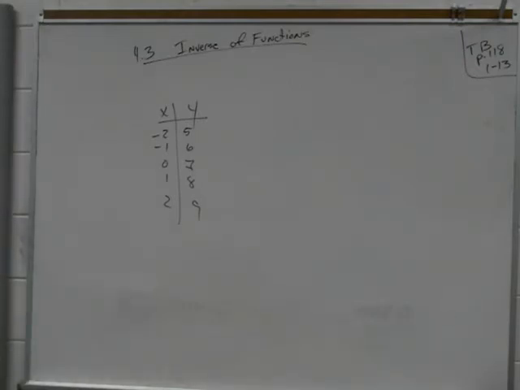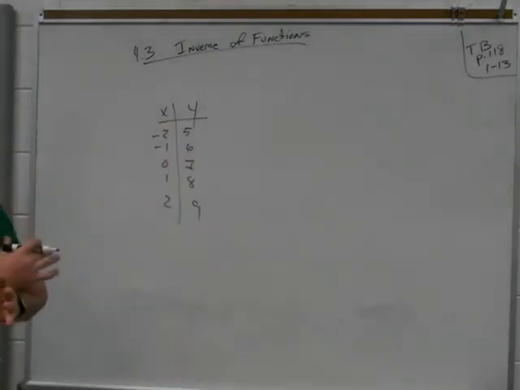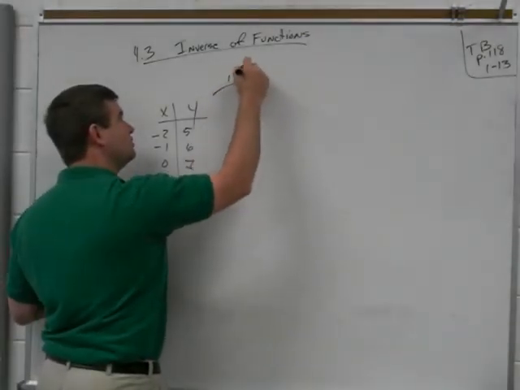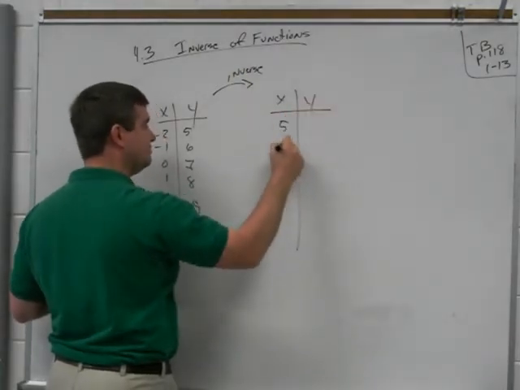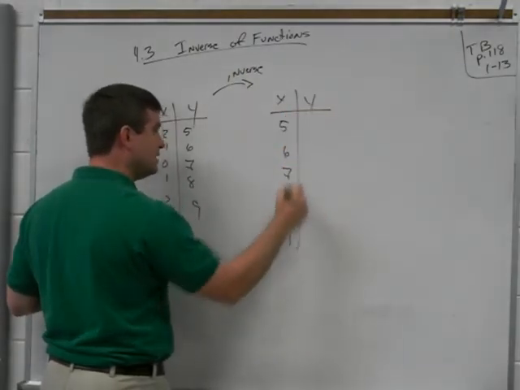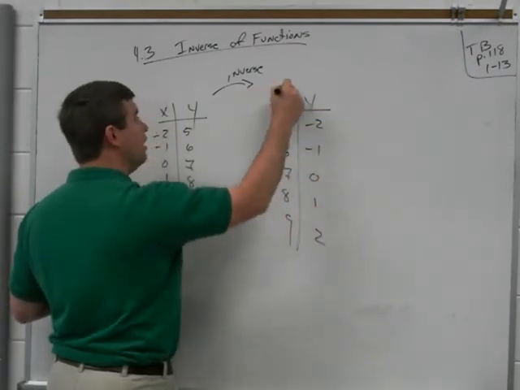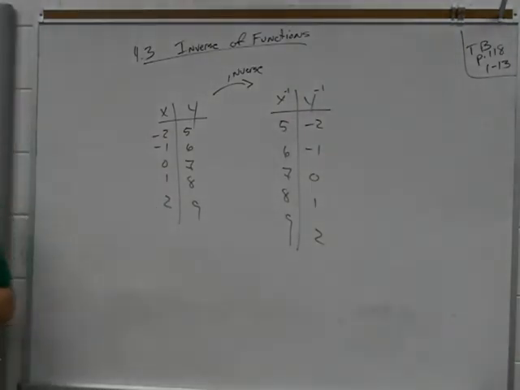If I were to find the inverse of that function, then all that happens is the domain and the range are swapped. Okay? So the inverse of that function is here. 5, 6, 7, 8, and 9. -2, -1, 0, 1, and 2. The inverse of a function is simply where you swap the domain and the range.